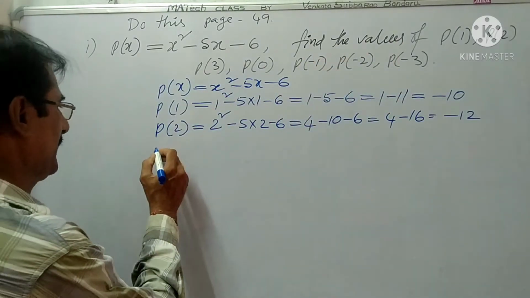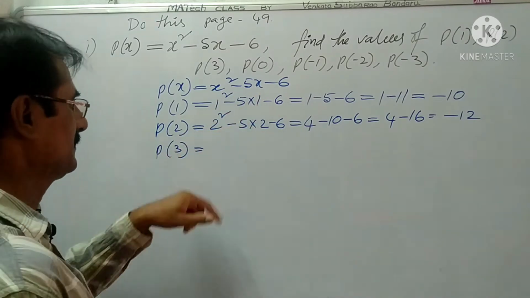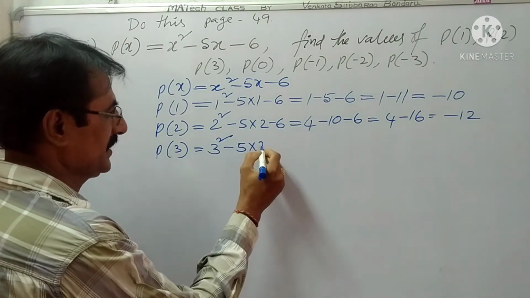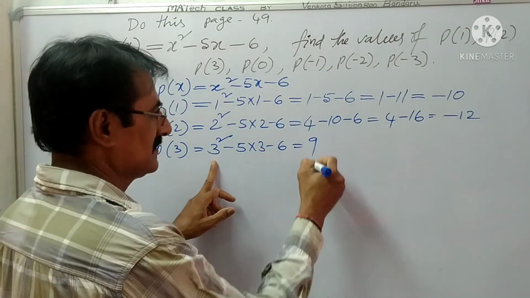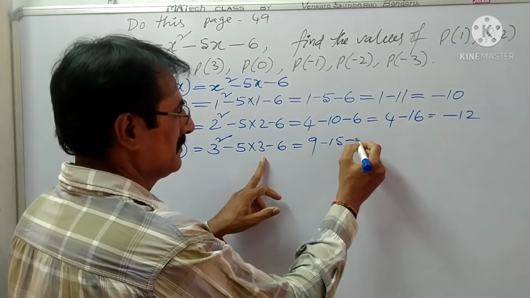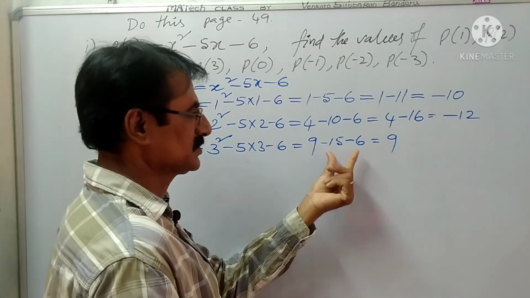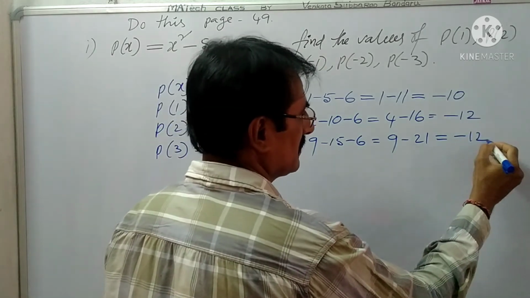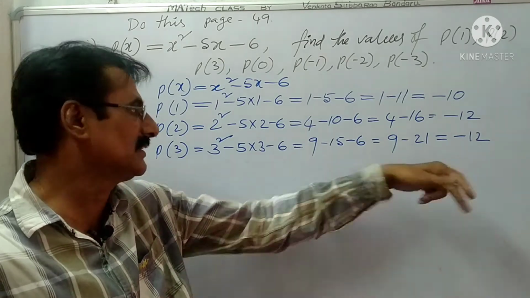Next, third, p of 3. Just replace x with 3. 3 square minus 5 into 3 minus 6. 3 square is 9, minus 5 into 3 is minus 15, minus 6. Here also it is a positive term. Sum of these two, because those are negatives, is minus 21, so 9 minus 21 equals minus 12. P of 3 value is also minus 12.